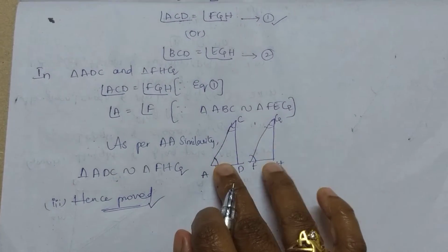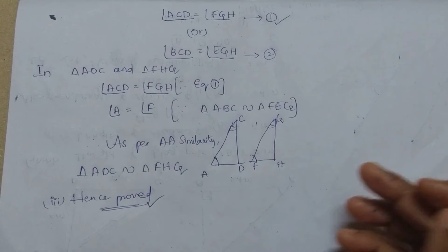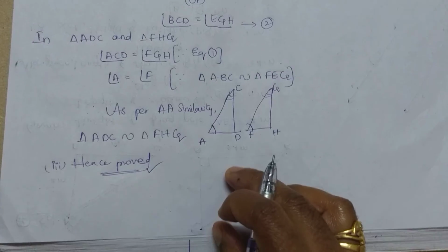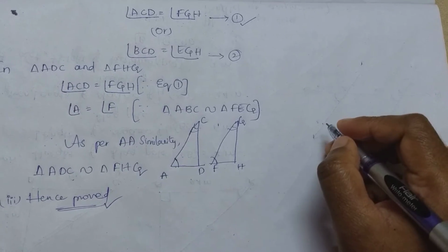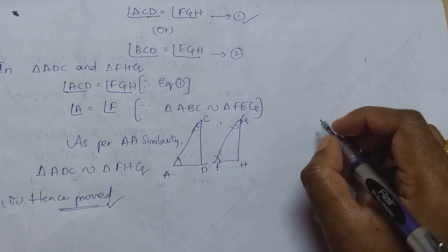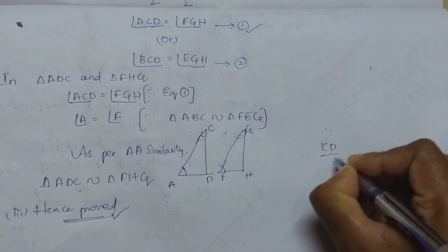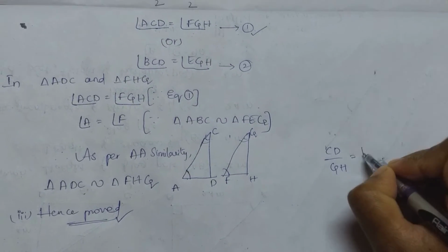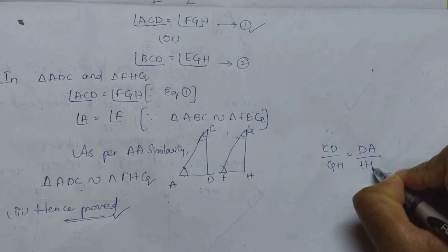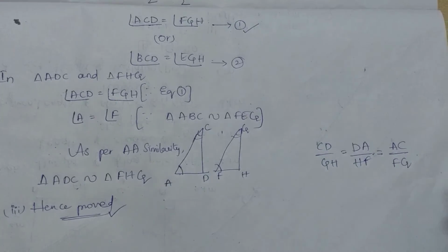So if these two triangles are similar, it means what? Their corresponding sides are proportional. So next what do I do here? Let me continue this here only. Their corresponding sides are proportional, which means in the next step: CD by GH equals CA by HF equals AC by FG.